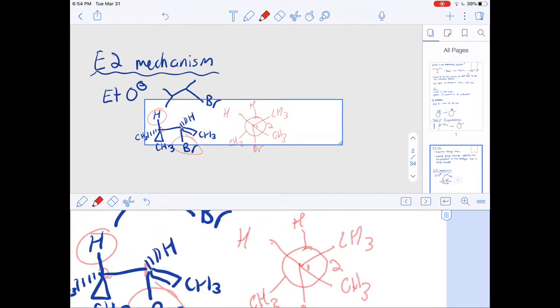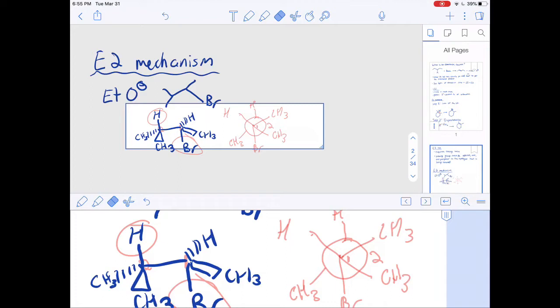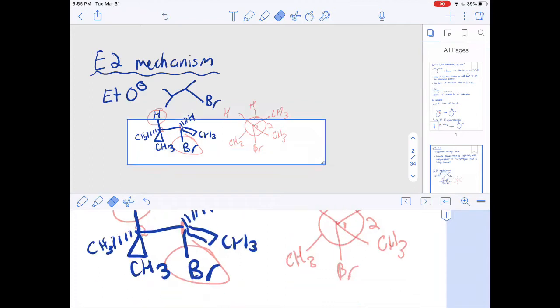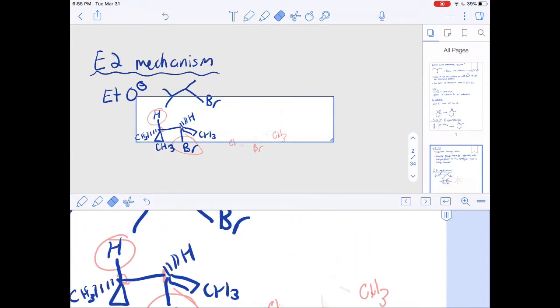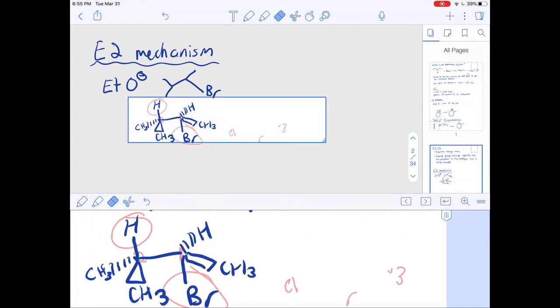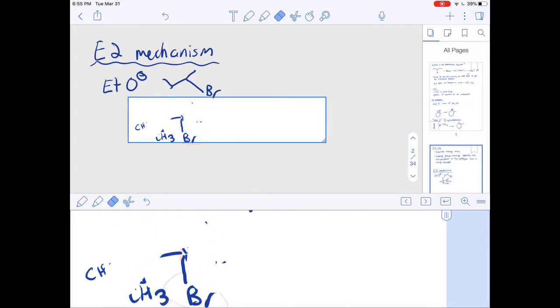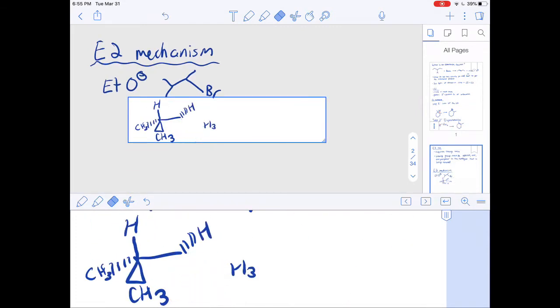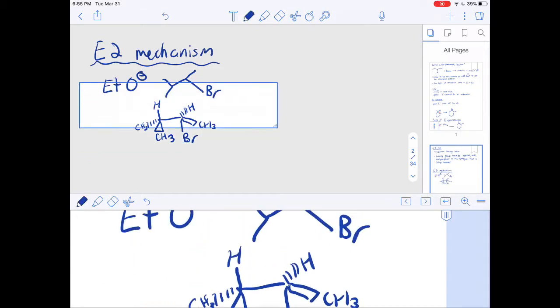And O'Connor will get into this later, so this is just an overview. If this doesn't make sense to you, that's totally okay. We're going to get more deep into it, but I'm just showing you the fact that these are anti to each other. It's easier to see in a Newman. Okay, I'm going to erase now and continue. Oh, I didn't mean to erase the whole thing. I'm going to continue with the mech.